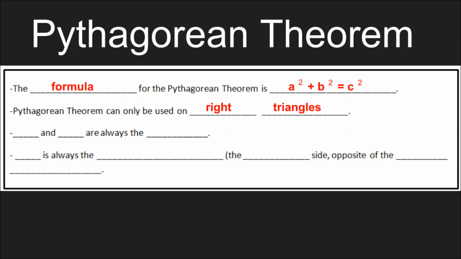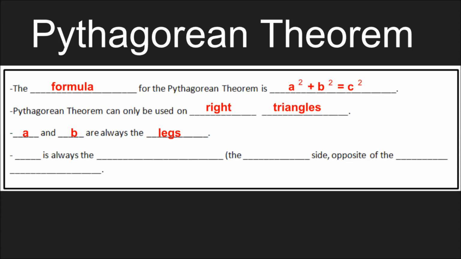All right, let's look at our third sentence. It says blank and blank are always the blank. That's going to say a and b are always the legs. Hopefully you've started to notice that every time I refer to the formula, our letters a, b, and c are lowercase, and that's for a reason. That's the way we have to write them, so make sure you're writing all your letters lowercase. Again, a and b are always the legs. Everybody say legs.